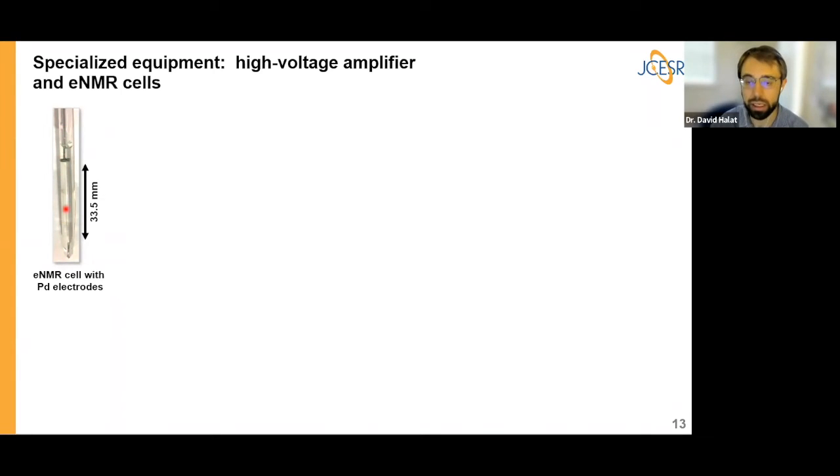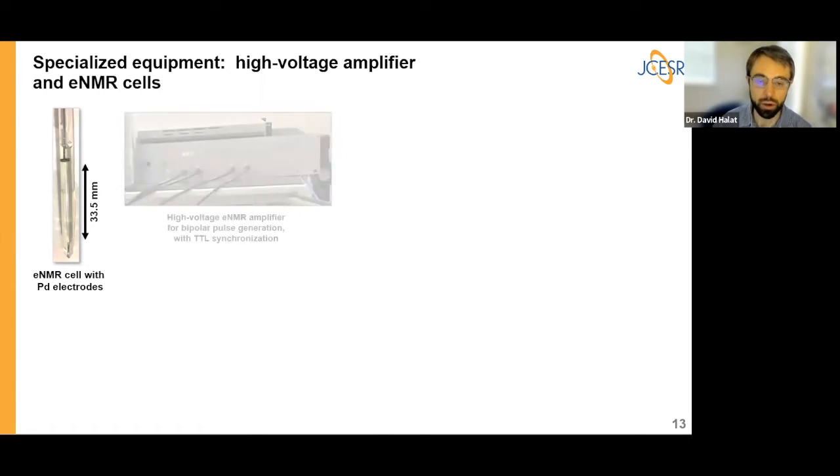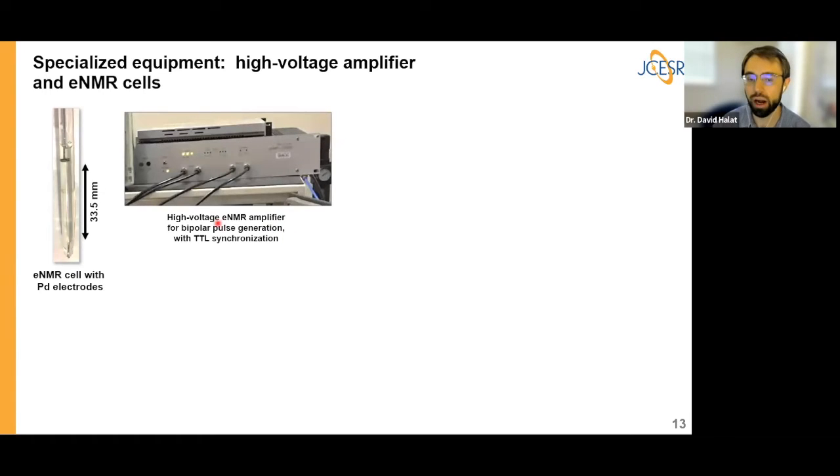And unlike many other normal electrochemical cells or batteries, we have this very significant interelectrode distance, which implies the use of very high voltages in order to be able to reach significant electric fields. So some kind of high voltage amplifier is necessary that can rapidly switch electric field pulses on the order of tens of milliseconds, and in a way that we can synchronize it with the NMR console. And we do this through TTL triggers that are accessible through pulse programming.